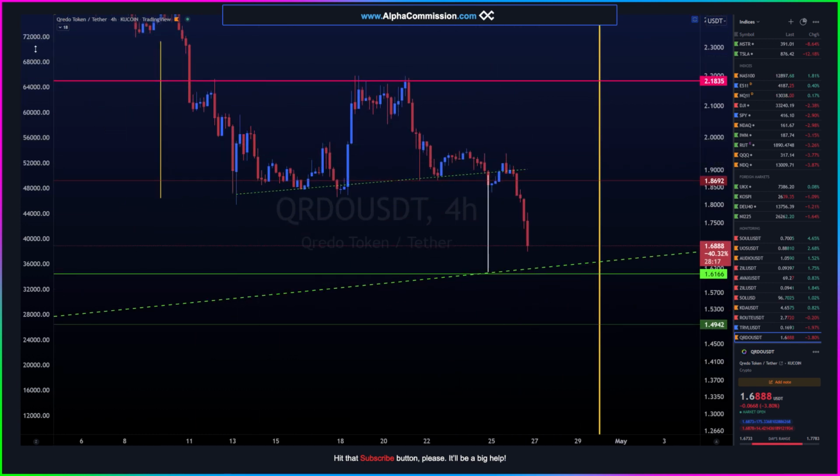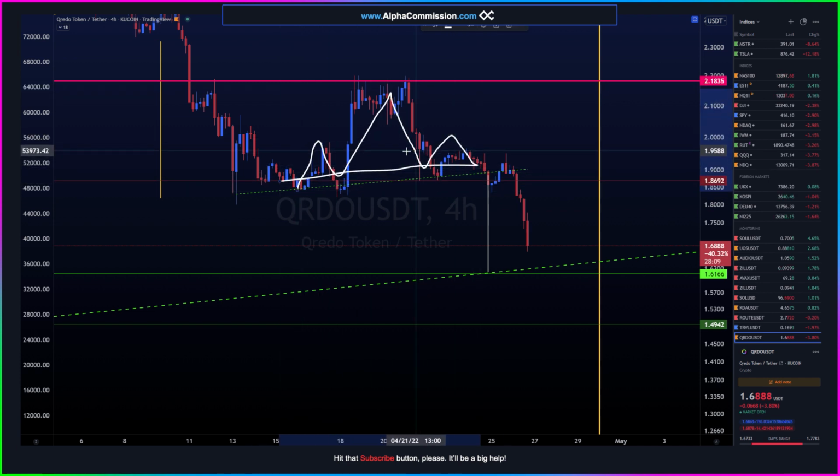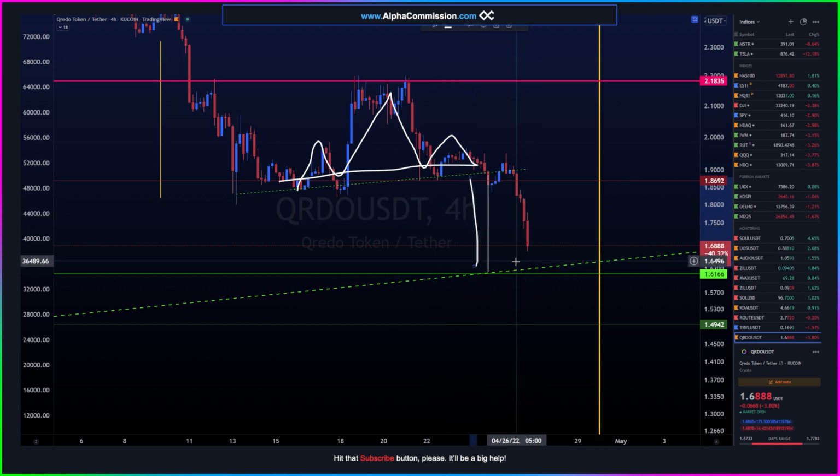And what I understood intuitively just by having looked at this chart so much is that what we had is another head and shoulders pattern. And I'm telling you, literally that's all that QREDO is. QREDO is nothing but head and shoulder patterns. And what was the measured move on that? Oh, look, where are we ending up? Oh, look, right here.